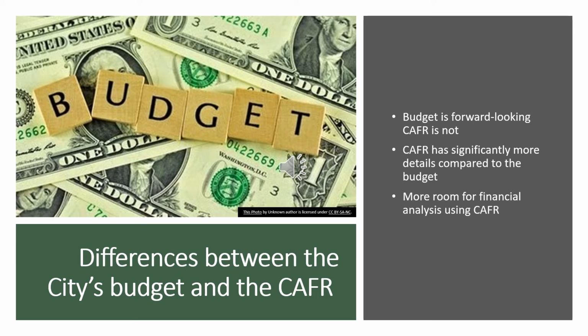The city's budget is, in fact, quite different from the CAFR. One of the most significant differences is the amount of information presented by the CAFR compared to the budget. The budget had projections on general revenue items and how the revenue is going to be spent, while the CAFR had significantly more on how the actual revenues were collected and spent. The budget was also forward-looking, with limited room for financial analysis compared to the CAFR.